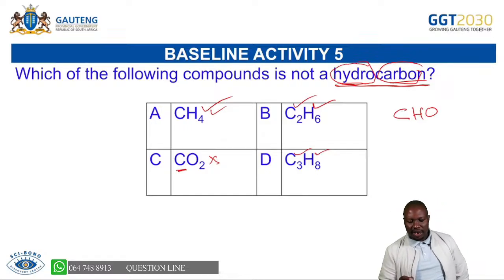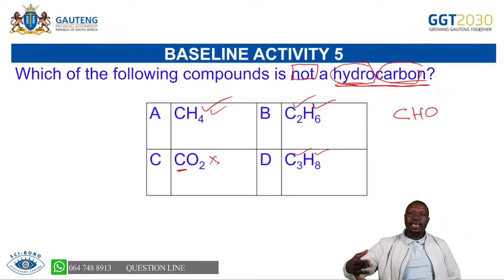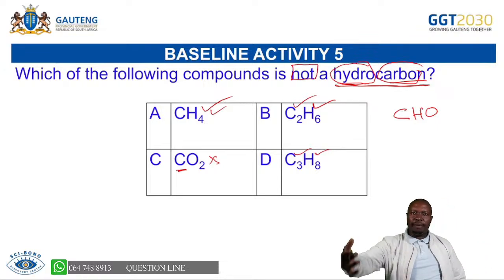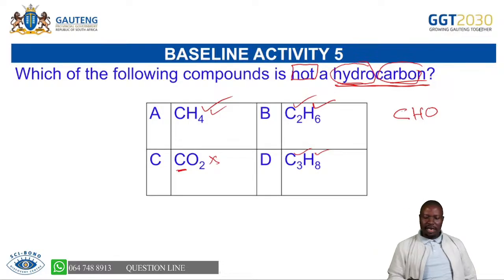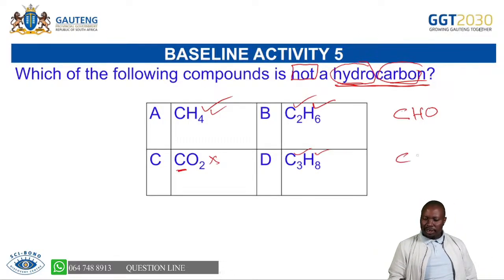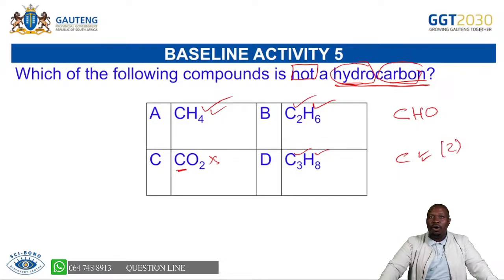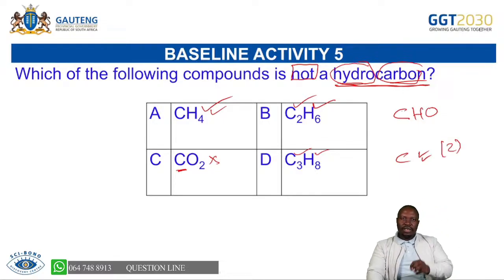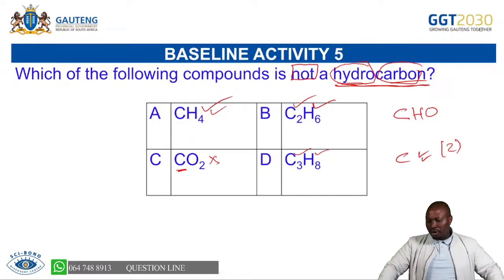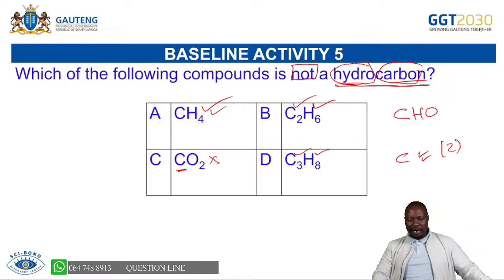But the question said, which one is not a hydrocarbon? Which one is not made up of hydrogens and carbons only? Hence, we are saying it will be carbon dioxide. So you are able to say C is your answer, and you are able to get your 2 marks. I hope that this helps you now as you are laying the foundation to start and deal with grade 10, 12 content, as you are building on the prior knowledge that you gained in the previous grades.